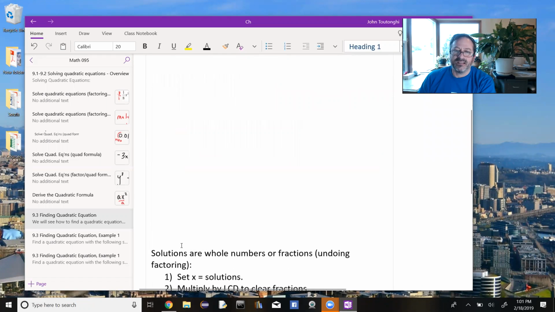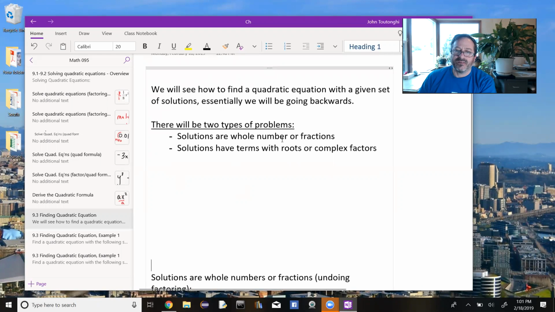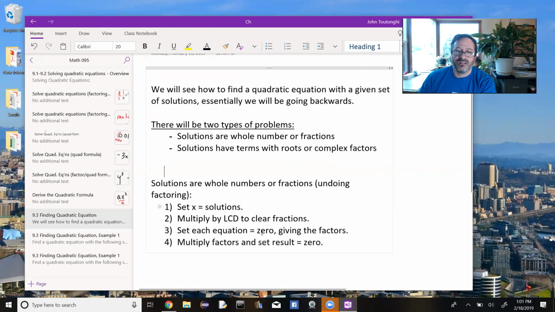So first we'll look at solutions that have whole numbers or fractions. And essentially, again, here we're undoing solving by factoring. So we're going to be given some solutions, so we're going to set x equal to those values. And then if there are fractions, we want to multiply through by the least common denominator to clear those fractions out. Then we'll set each of those equations equal to 0, and that gives us the factors. And then we multiply those factors and set the overall result to 0.